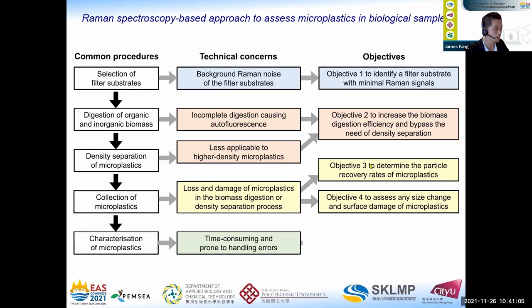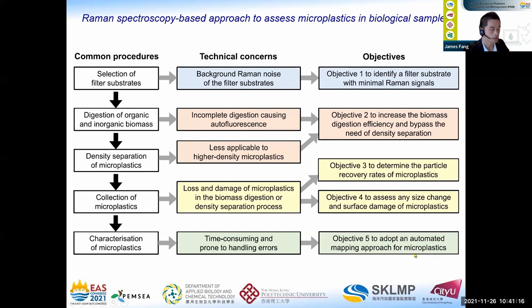Then we come to objective five. We try to identify microplastic using a more advanced approach, an automated mapping approach. Why do we do this? Because the conventional approach of identifying particles one by one is time consuming and prone to handling errors. Therefore, we use the Raman technology to develop an automated approach to increase the efficiency.